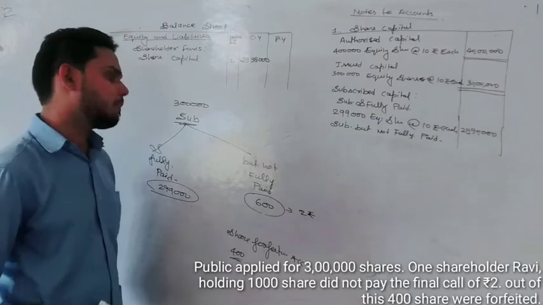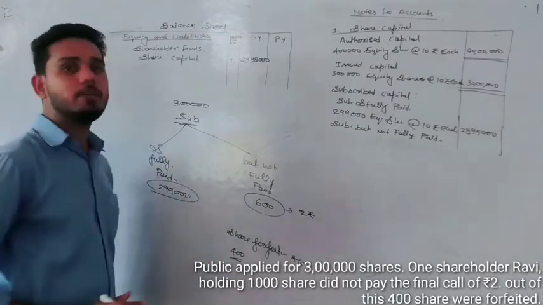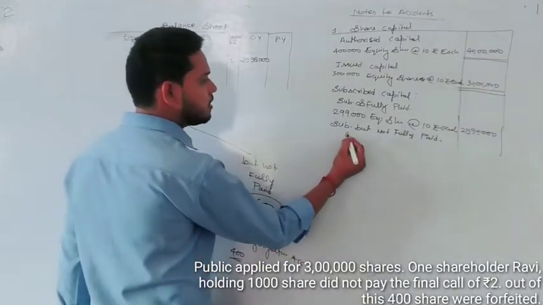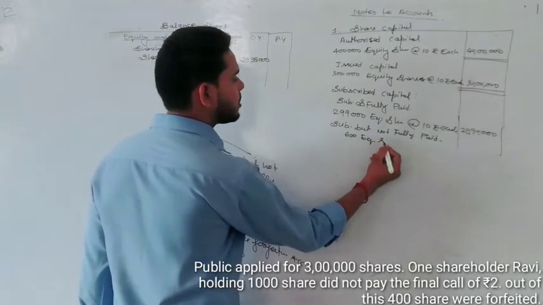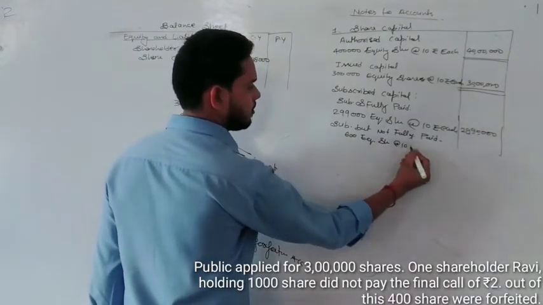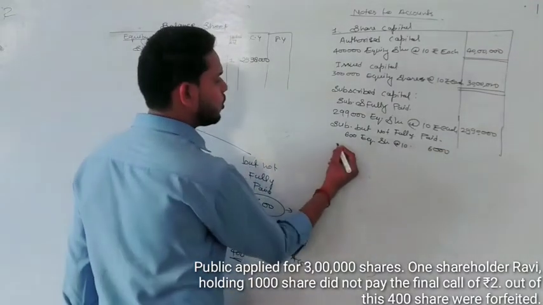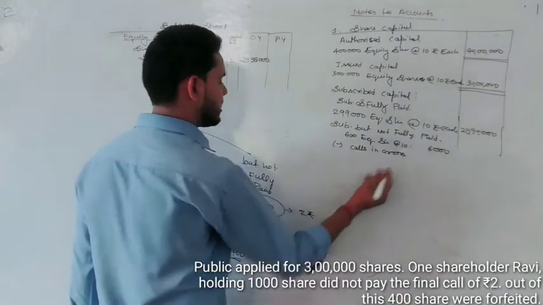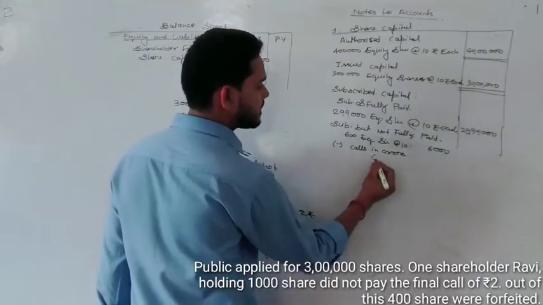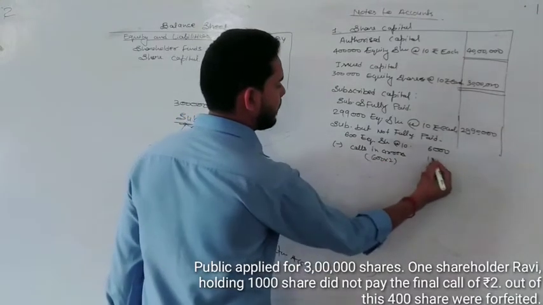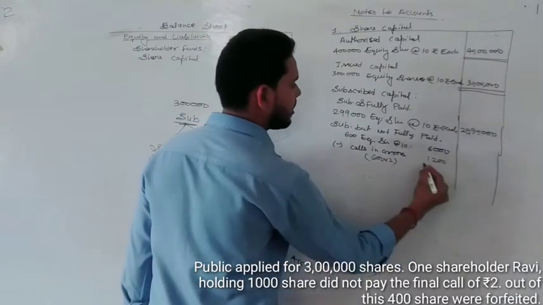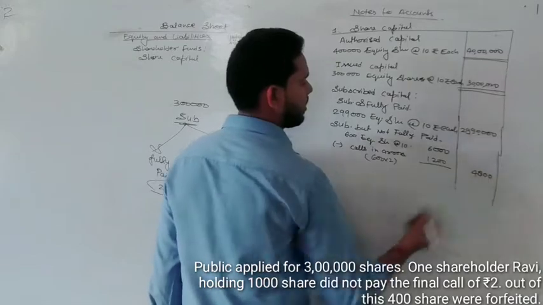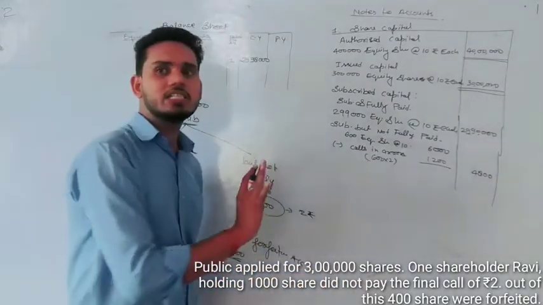Okay. Now let's see how we make the presentation. The presentation up to subscribed but not fully paid is the same. You will write here 600 equity shares at the rate of 10, so this will be 6,000. Now we will deduct calls in arrears. How much was the calls in arrears? 2 rupees was not paid, so 600 multiplied by 2 will be 1200. If 1200 is not paid on these shares, the amount we received was 4800. Okay, right.